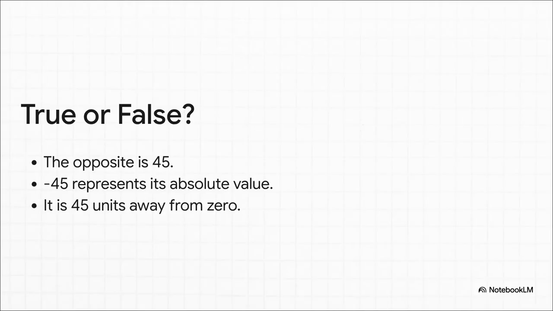Let's evaluate these statements analytically together. Statement 1. The opposite is 45. Yep, this is true. It's the exact same distance from 0, just sitting on the positive side. Okay, statement 2 claims negative 45 represents its absolute value. Well, actually, scratch that. This is decidedly false, because remember, absolute value is distance, and distance is always positive. The absolute value is just 45. And finally, is it 45 units away from 0? Yes, that is absolutely true.